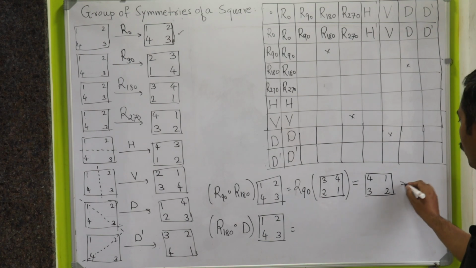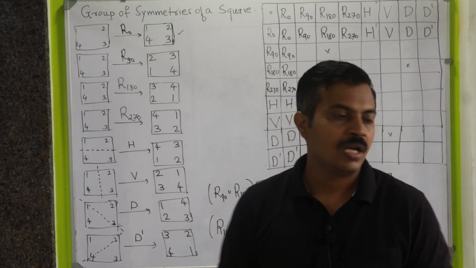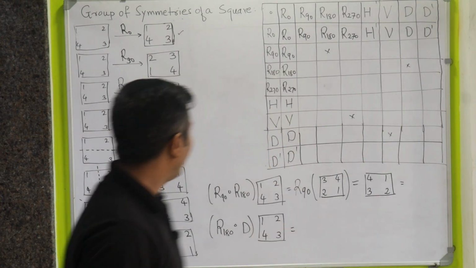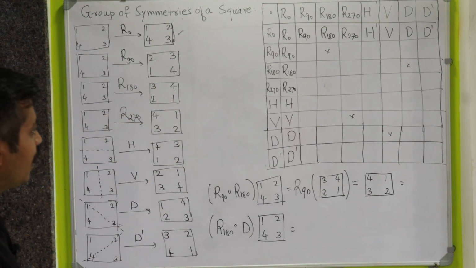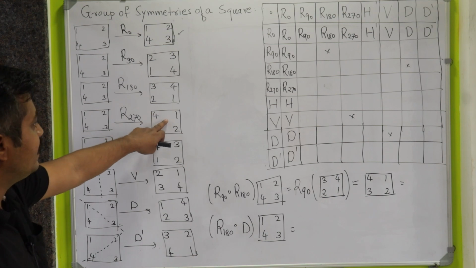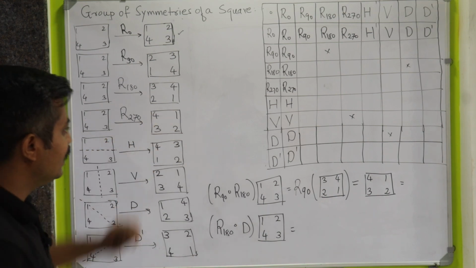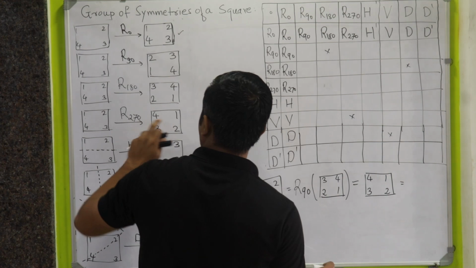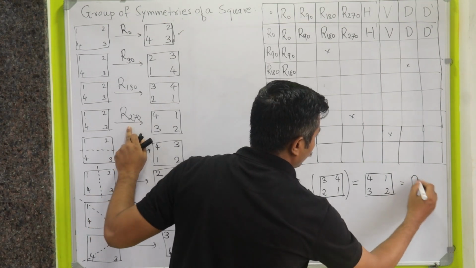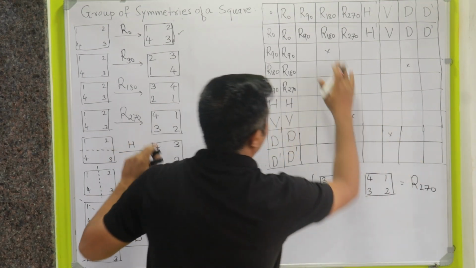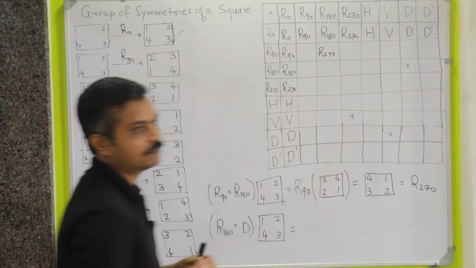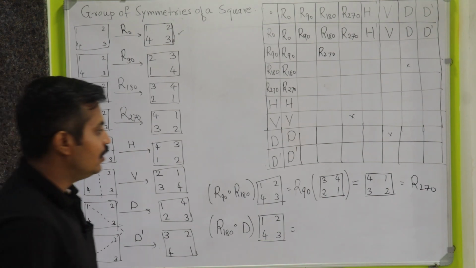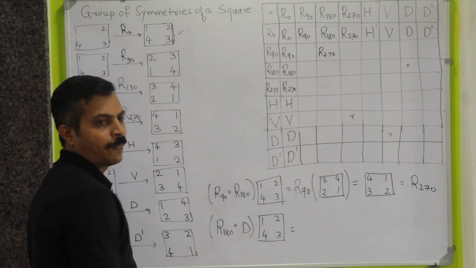Now you have to search where this square lies on this side. So let us search where it lies. Yeah, I can see it is here. So basically this is nothing but R270. So what should I write here? R270.